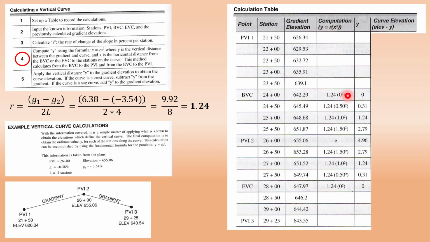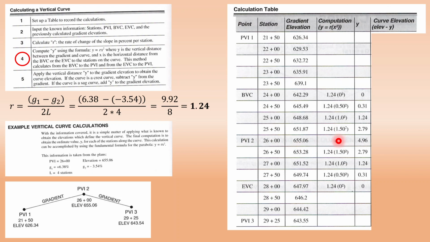Well, it's 0 because you're at your curve. You're not going any distance away yet at 24 plus a pair. 50 feet later, at 24 plus 50, you've gone half a station. 25 plus a pair, you've gone 1 full station. And 25-50, you've gone 1.5 stations. Out here at your PVI, you could actually compute E using the equation for E, or you could simply do y equals r times x squared, where x would be 2 full stations.